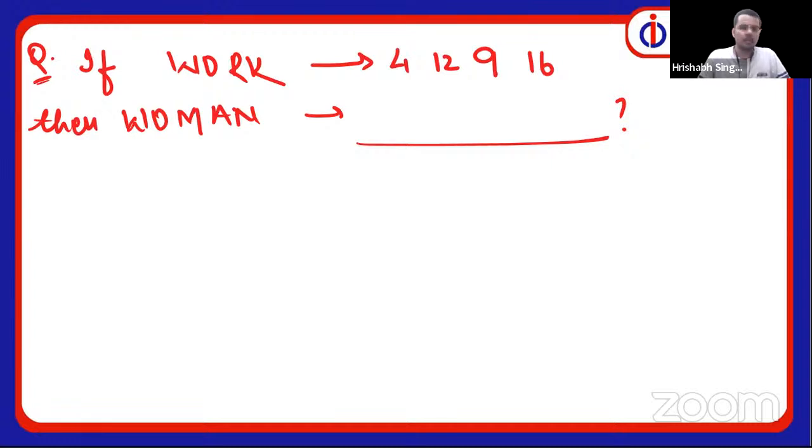Okay, let's solve it then. I hope some of you must have recognized this pattern. Even if you don't reach the solution, you can comment if you have recognized the pattern.